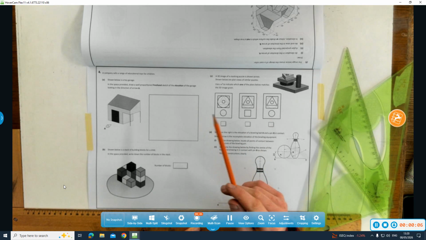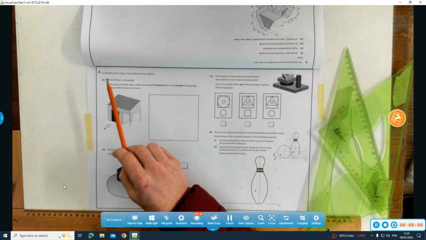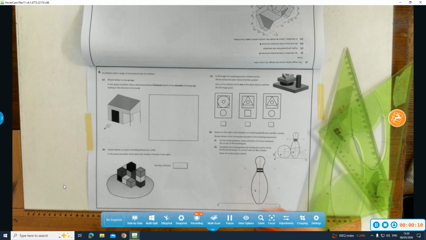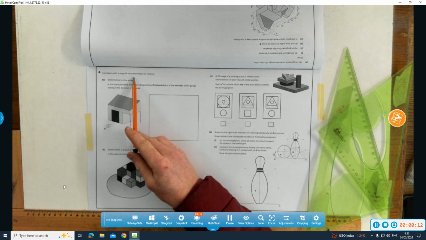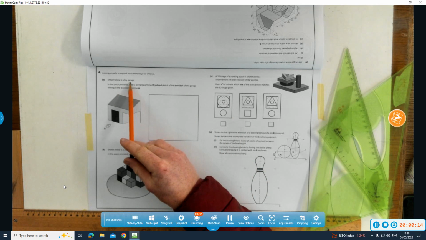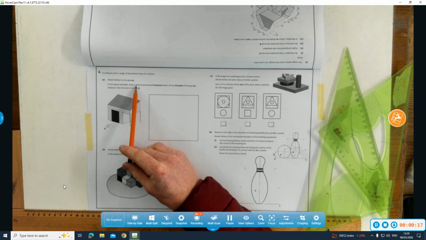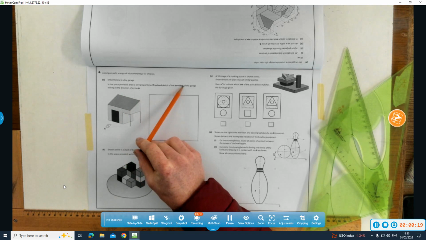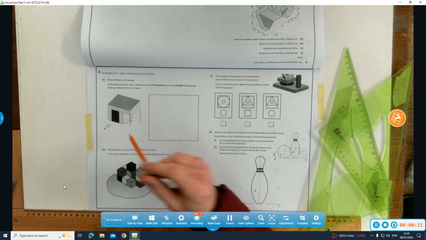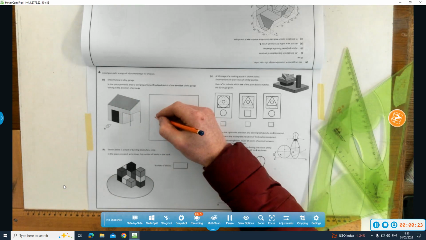2025 Junior Cert Exam Graphics, this is question 4, this page here of question 4. A company sells a range of educational toys, shown below as a toy garage. In the space provided, draw a well proportioned freehand sketch of the elevation of the garage looking in the direction of arrow A. So it's just an elevation they want.